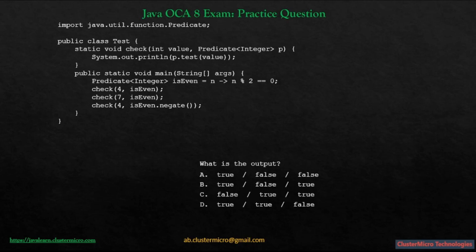Then we have check(4, isEven.negate()). So now we pass isEven.negate() as the predicate. Negate returns a new predicate that is the logical opposite of isEven. So instead of testing whether the number is even, it now tests whether the number is odd. So p.test(4) runs on the negated predicate. isEven would return true for 4, negate flips it to false, so it printed false. isEven itself is completely unchanged; negate returned a new predicate, so it did not modify isEven. So the complete output is true, false and false.